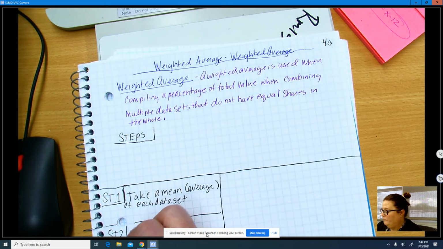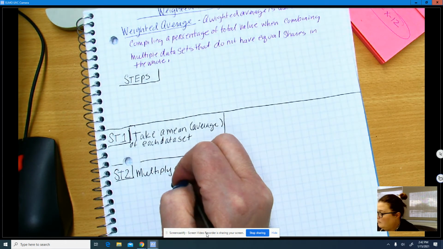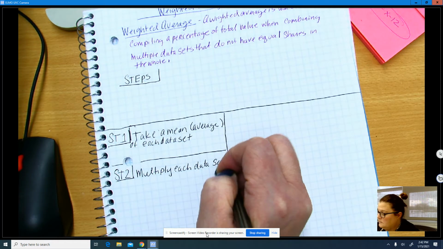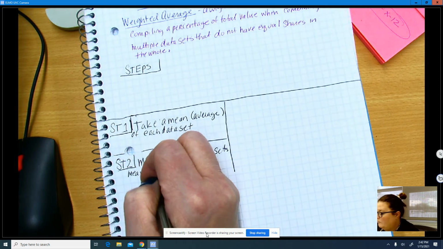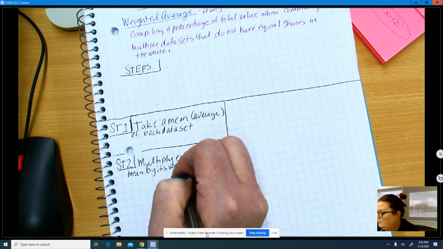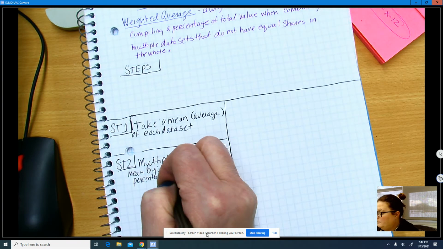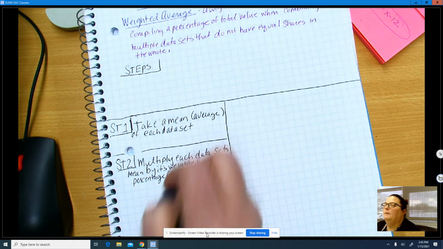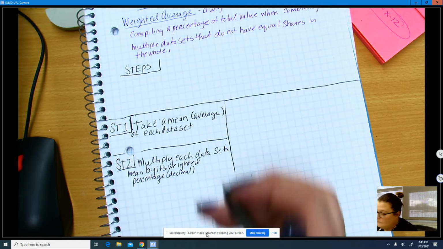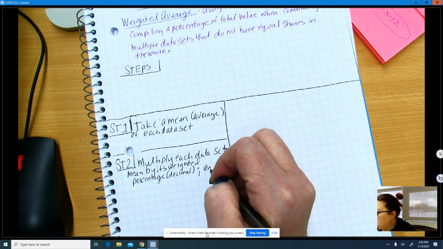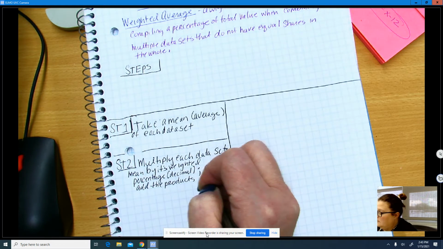Step 2, multiply each data set's mean by its weighted percentage. I'm going to put in parentheses after this decimal, because we can't multiply by a percentage. We have to convert that percentage to a decimal and use the decimal in the actual computation. And add the products together.